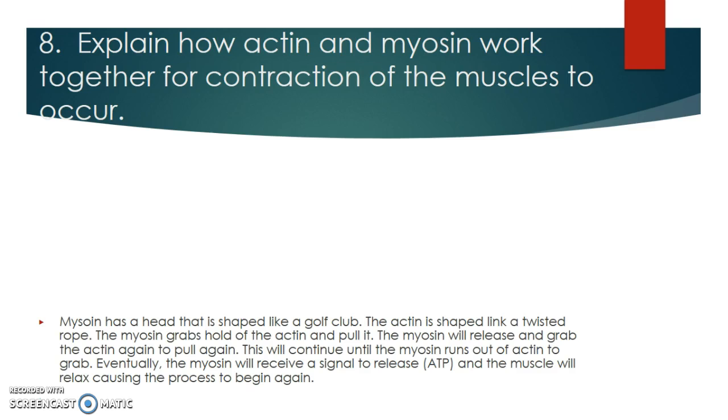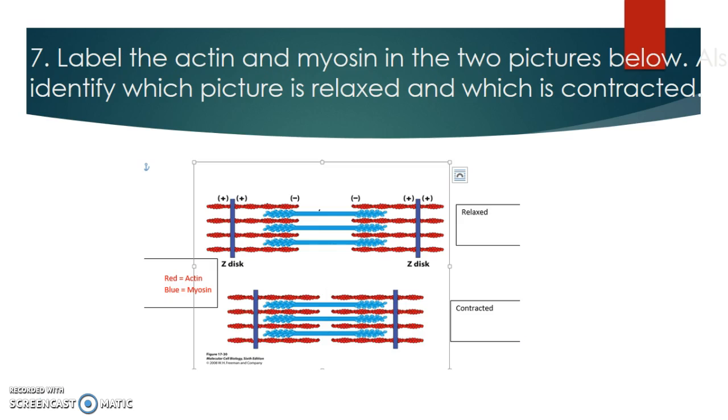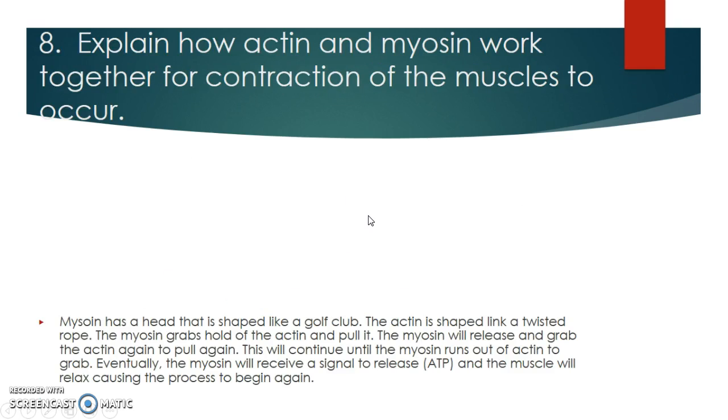Explain how actin and myosin work together for contraction of muscles to occur. Here is a good explanation. Myosin has a head that is shaped like a golf club. Remember this blue right here, myosin, shaped like a golf club. Actin is shaped like a twisted rope. I think of it as licorice.